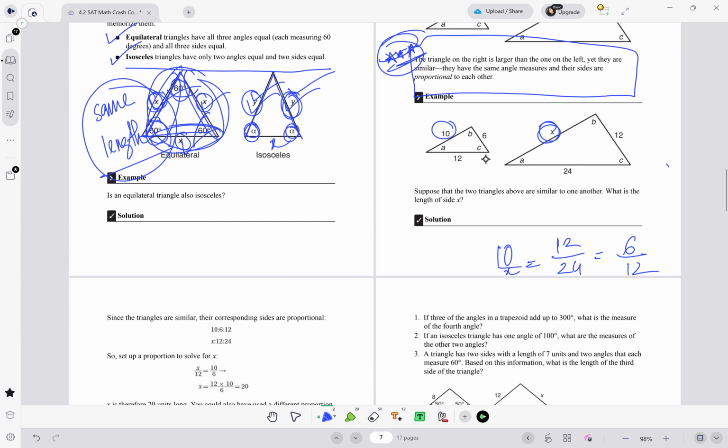Intuitively, because they are similar, they have the same angles. This is angle A, this is also angle A, this is angle B, and this is also angle B, this is angle C, and this is also angle C. So they're similar because they all have the same angles, but the lengths of the sides of the triangles are different.